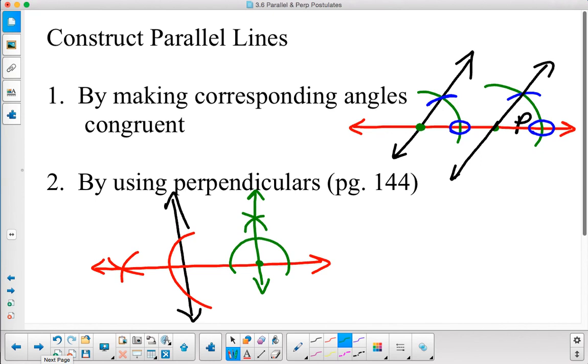So now I ended up with my green line parallel to the black line that I started with. So you have to make a transversal that's actually perpendicular and then make a perpendicular again. We'll practice these two in class tomorrow.